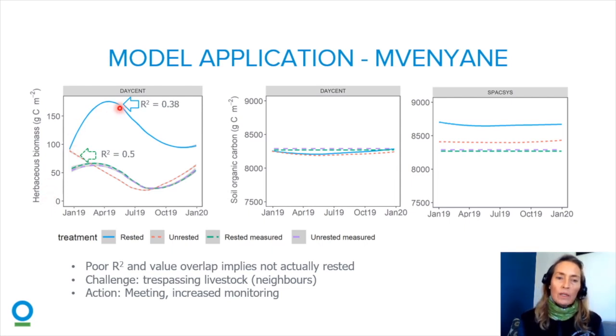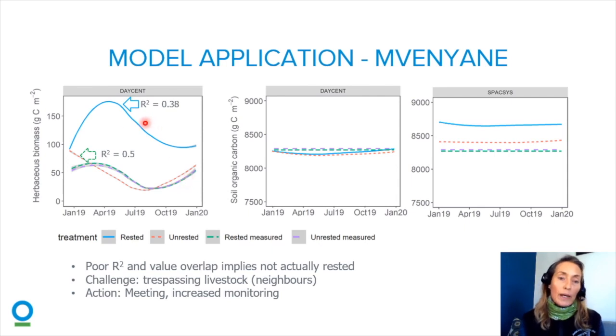We have the model rested area in blue and the model unrested area in red. And then down below we have the measured rested and unrested in the green and purple. And we can already see something is strange there because they are both the same. So when we come to the unrested area, the overlap between the measured and the model is quite good. There, the red line is the model, and the purple line is the measured.